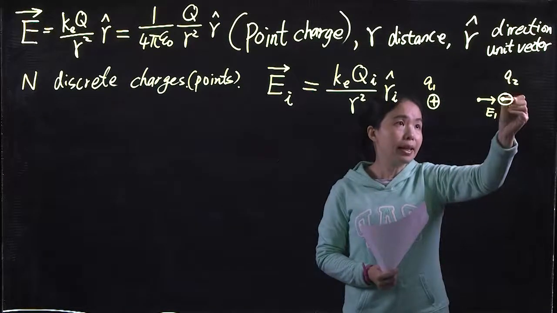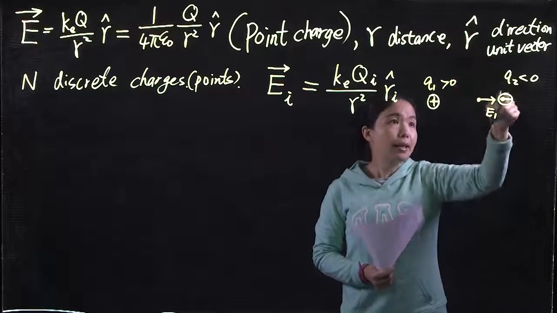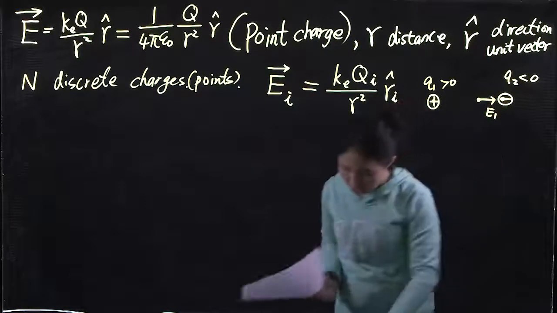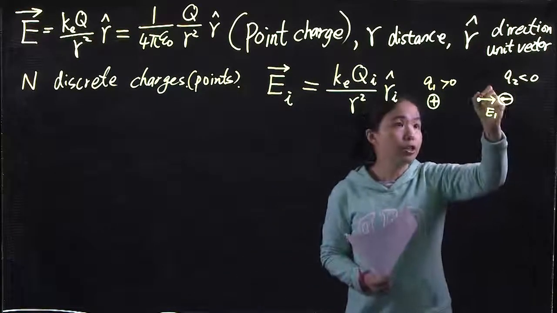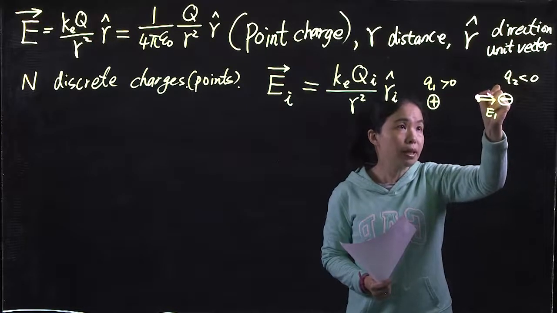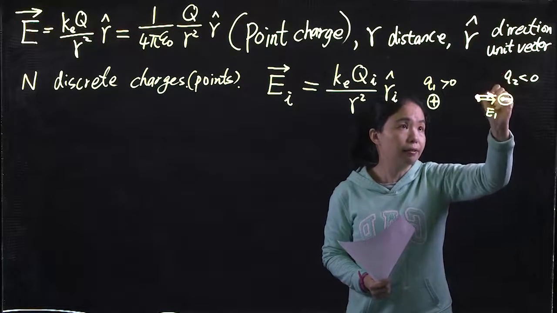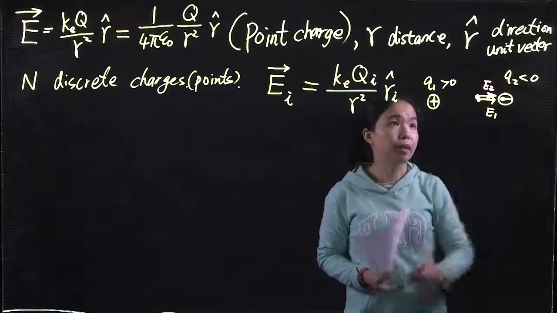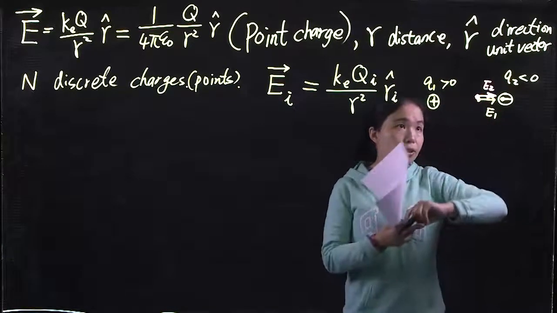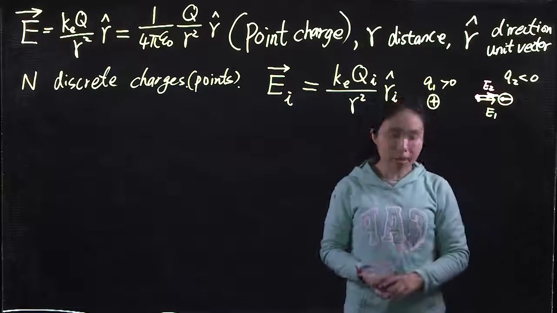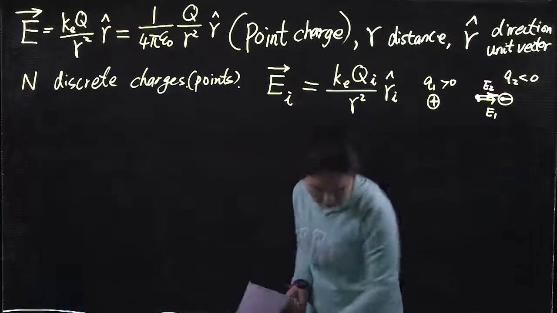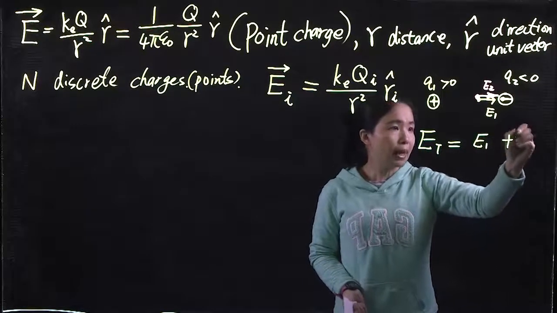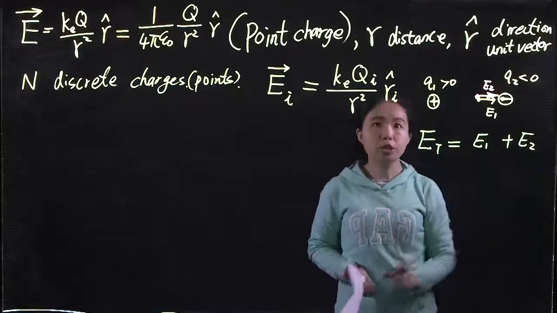Charge 2 is negative. And this charge is going to create an E field pointing toward the negative charge. So due to charge 2, it's also going to be in the same direction, pointing toward charge 2. This is your E2. Okay? E1 is in this direction. E2 is in the same direction. What's going to be your total E? Your total E field is equal to your E1 plus E2 due to these two charges.